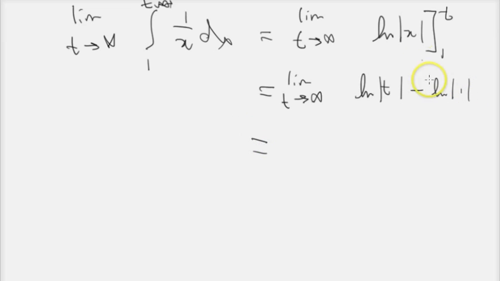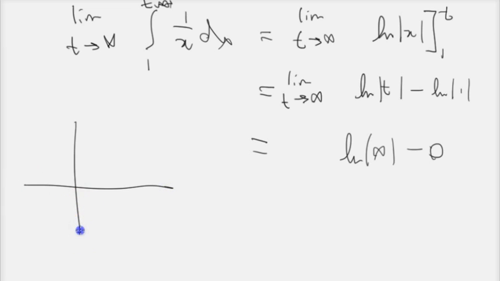We don't really need to write the absolute value. We know that the natural log of 1 is going to be 0, so minus 0, and we put the infinity in there, the natural log of infinity. So if you imagine a natural log curve, we've got our axes, it looks kind of like this. Even though this slope looks kind of shallow, as x approaches infinity, y will continue to approach infinity.